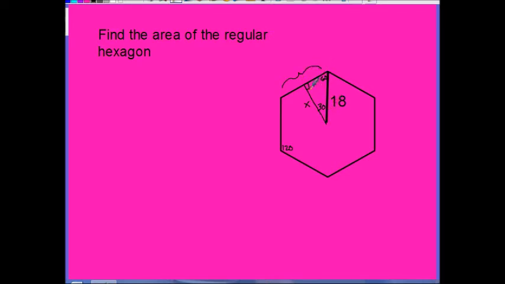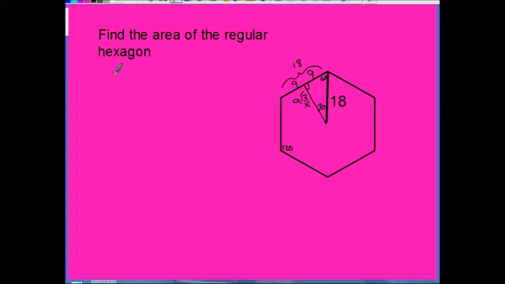Now, we know what's across from my 90 is 18. Across from my 30 is 9. And if that half is 9, so is this. So each side is going to be a total of 18. If across from my 30 is 9, across from my 60 is going to be 9 square root 3.